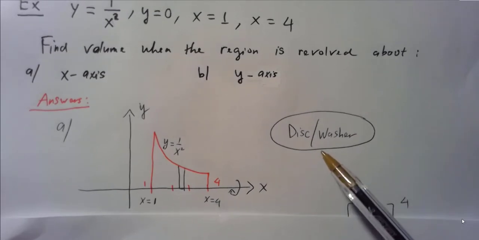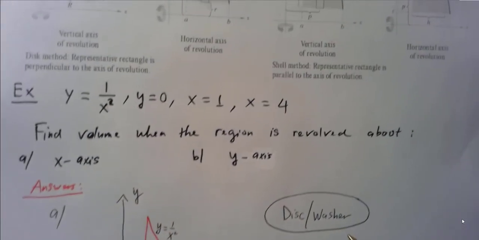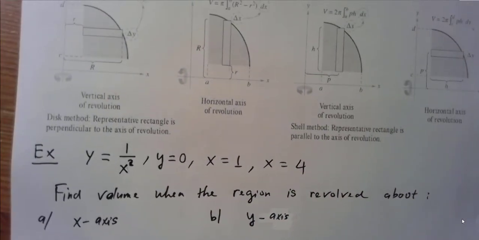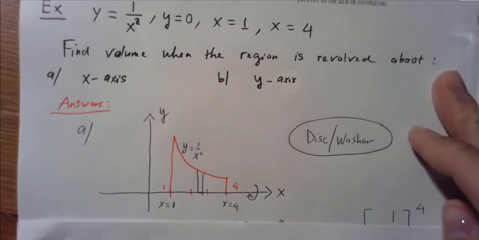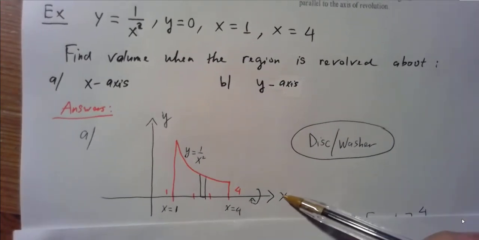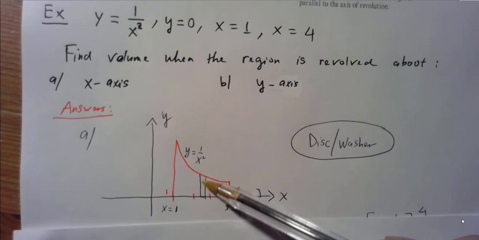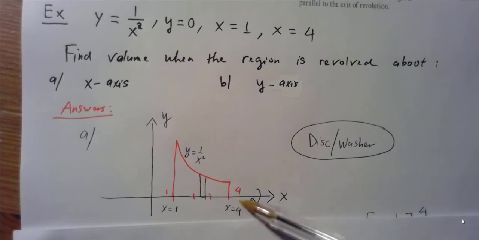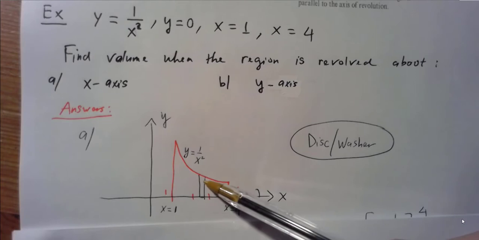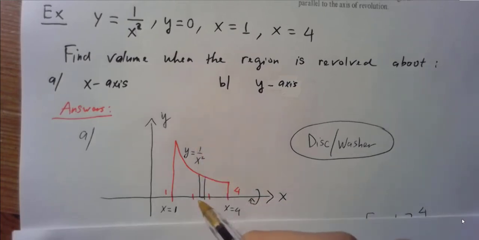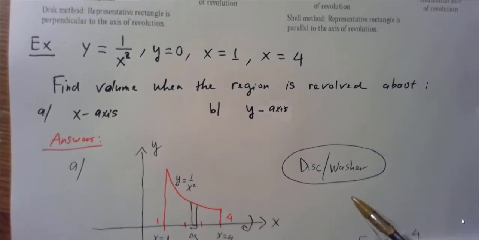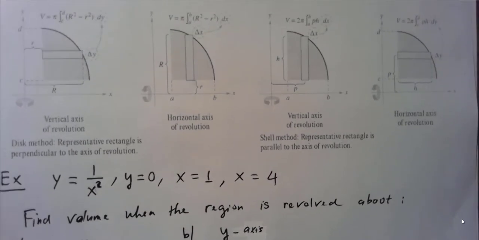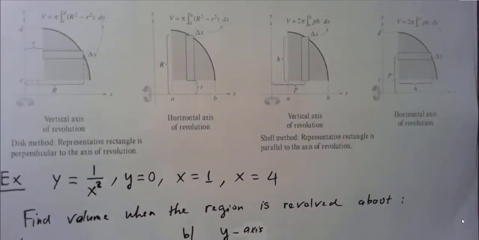The question is that if I use the disk and the washer methods, I need to place the rectangle perpendicular to the axis of revolution. In this case, the axis of revolution is the x-axis. So I need to place the vertical rectangle to be perpendicular to the x-axis. And if I place the vertical rectangle, then this is the delta x, right? This is the delta x, or everything should be in terms of dx, right? Everything should be in terms of dx.